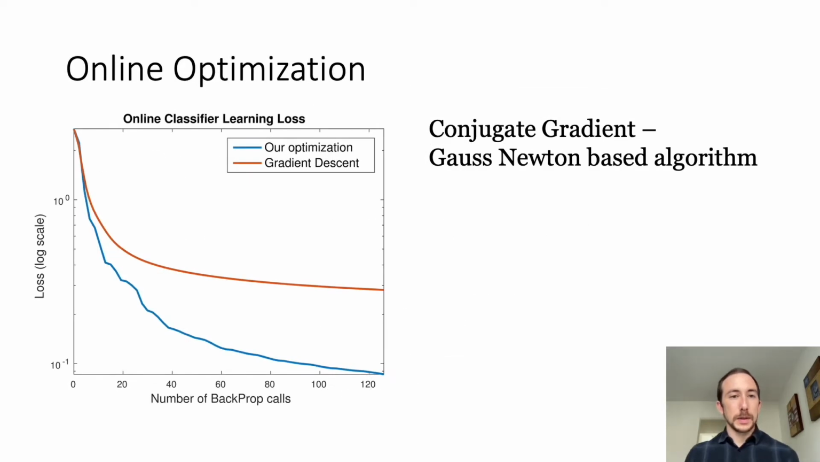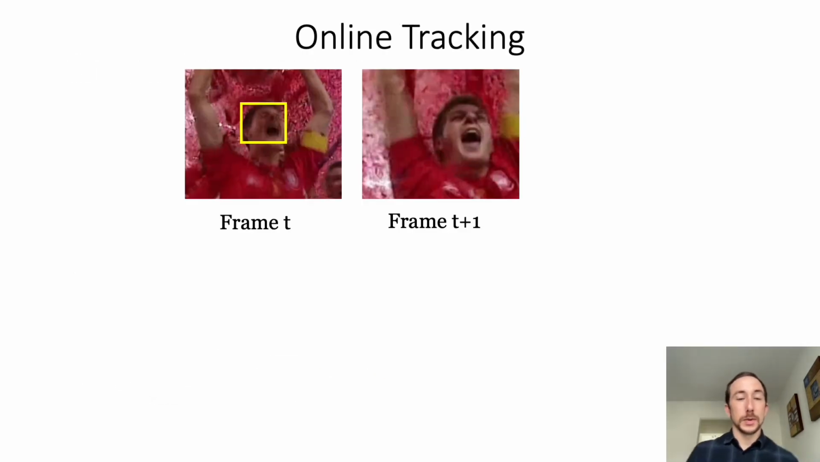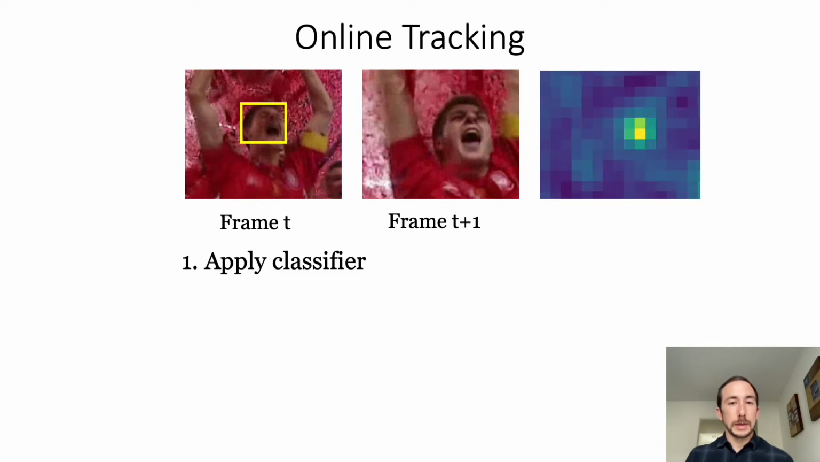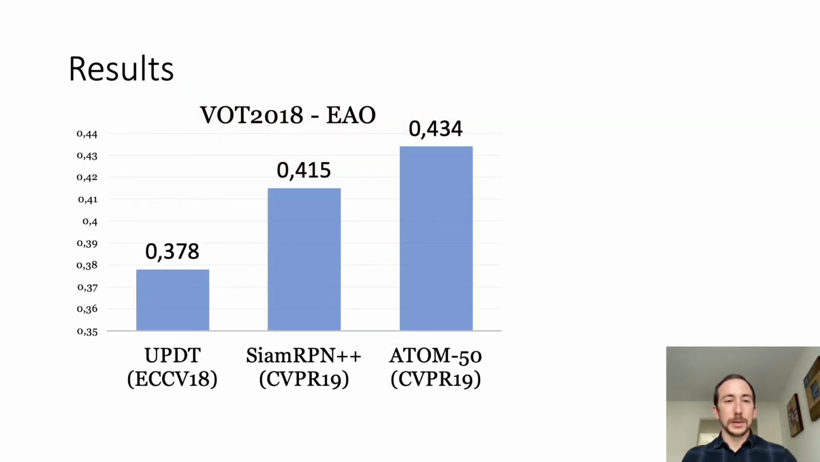If we compare this with gradient descent, we see both much faster convergence in the loss itself, but also better final tracking performance. The final tracking pipeline then looks roughly like this. First we apply the classifier, which gives us an initial target location. We then generate an initial box and refine it using the bounding box estimation module based on maximizing the IOU. And finally, we use this box to further update the classifier. I won't go into details on results, but at the time we had state-of-the-art performance and at a very reasonable frame rate.